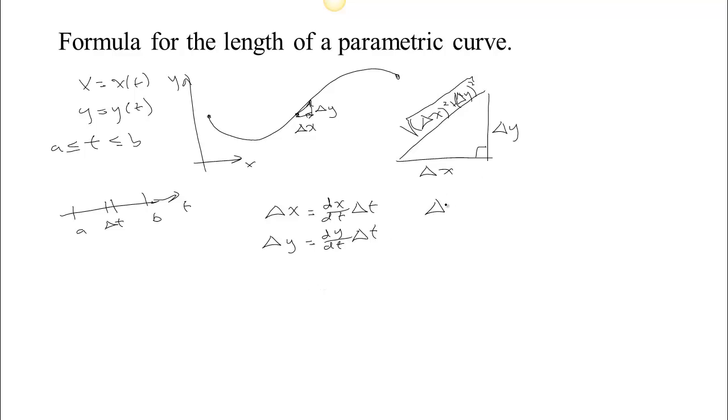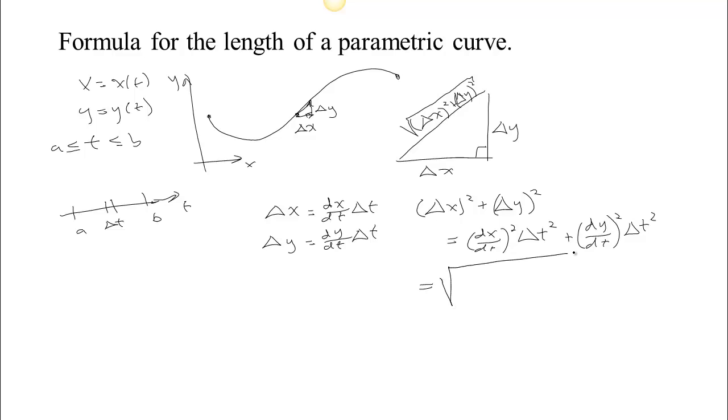That means if you take delta x and square it, and take delta y and square it, then what you're really going to get is (dx/dt) squared times delta t squared plus (dy/dt) squared times delta t squared. So the length of this hypotenuse is going to be the square root of, let's see, both of these terms have a delta t squared in them, so I'm going to pull that out. We've got (dx/dt) squared and (dy/dt) squared, and then there's a delta t squared.